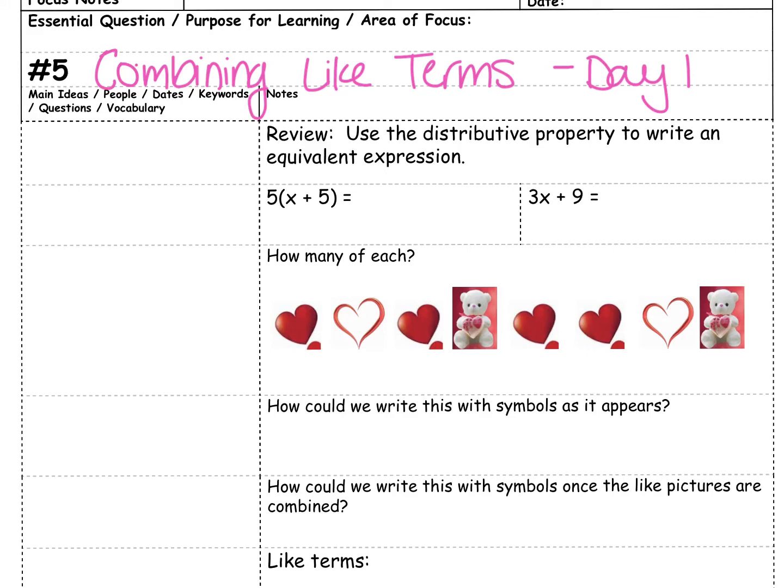Today's lesson is lesson number 5, combining like terms, and this is going to be the first day we're practicing our skill. In order to combine like terms, we need to review things we've already learned, so we're going to start with a warm-up that I want you to do on your own. Use our distributive property to write an equivalent expression for this first problem. And for the second problem, I want you to factor. Those are notes number 3 and number 4, so pause the video, go back in your notes, figure out these two problems, and then come back to check your answers.